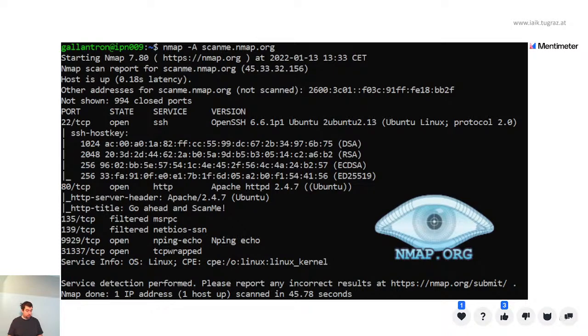Yeah, 135 and 139 are both filtered. Makes sense. Those are Microsoft remote desktop and file sharing. Makes sense that a firewall wouldn't allow those. 9929 and 31337 are open. Yeah, that's random services.